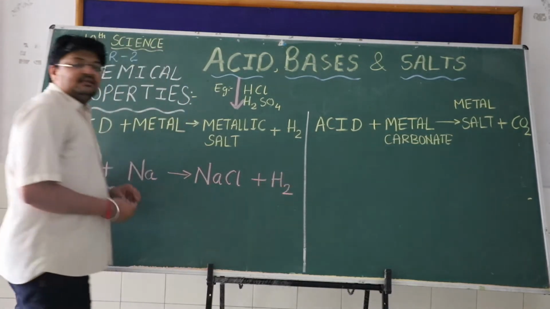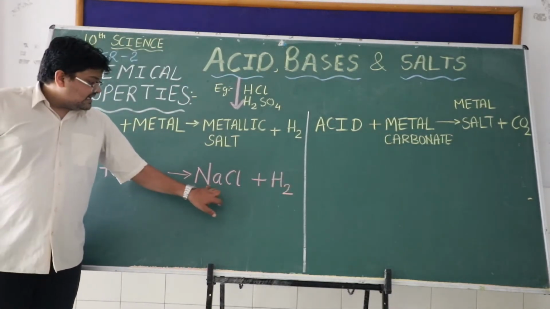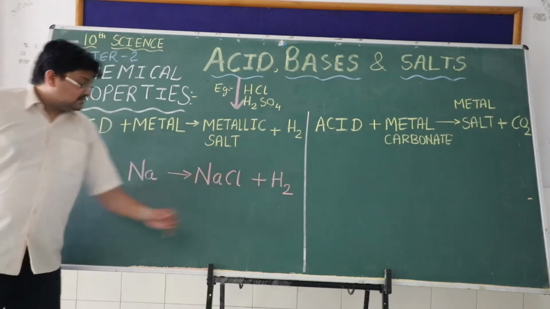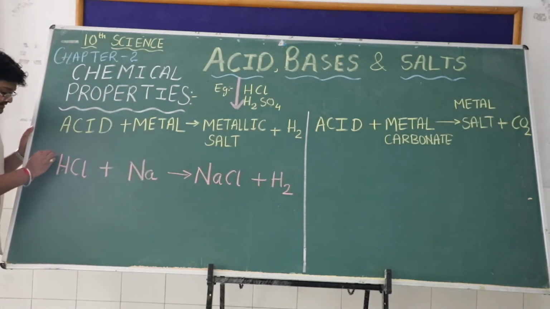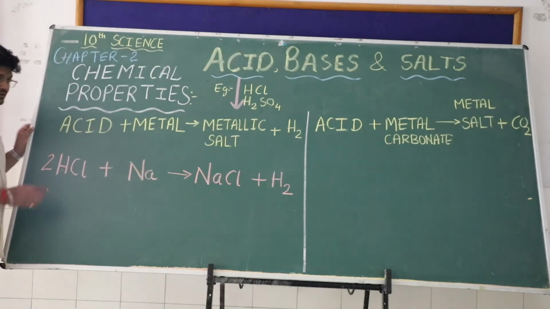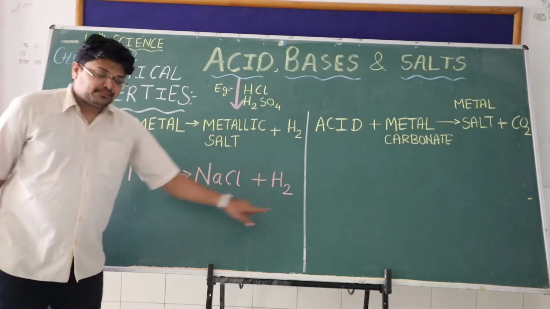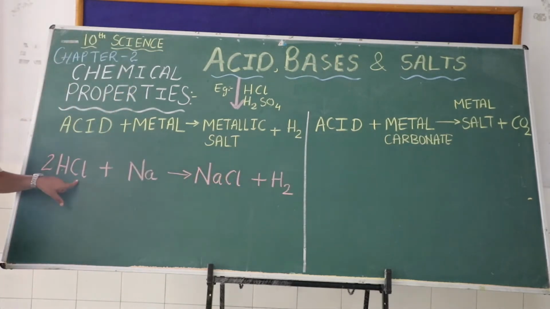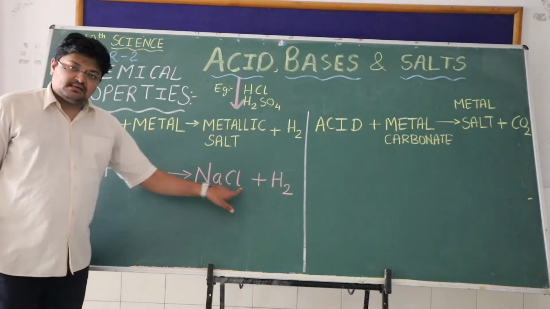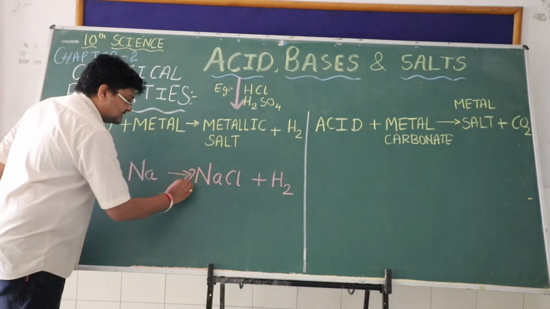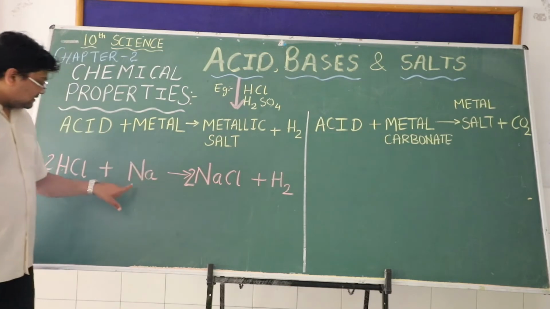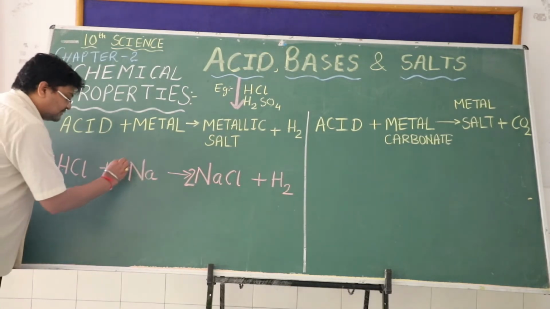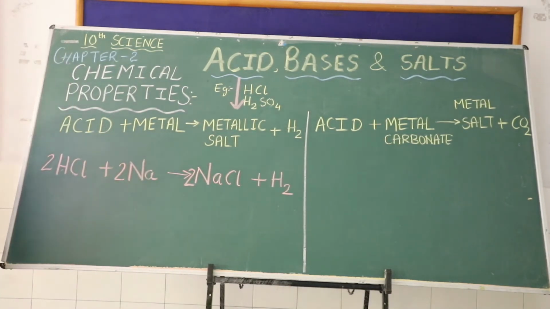Now let us check whether the reaction is balanced or not. Here hydrogen is 2, here hydrogen is only 1. So we need to balance hydrogen. So I am placing 2 over here. So 2HCl, here also H2. Now here Cl will be 2. Here Cl is only 1. So I give 2 over here, 2 NaCl. Now here 2 Na, here single Na is there. So I give 2 over here. Now the reaction is balanced, if you see.